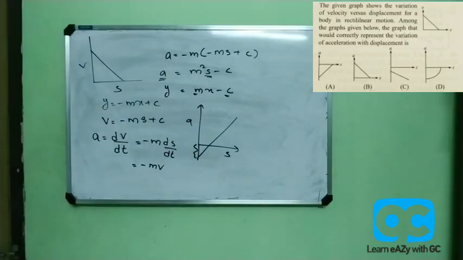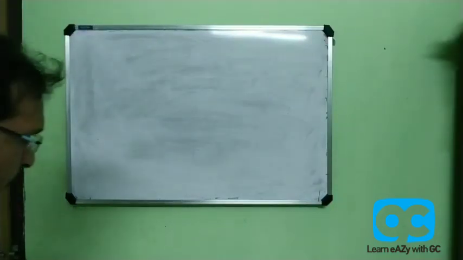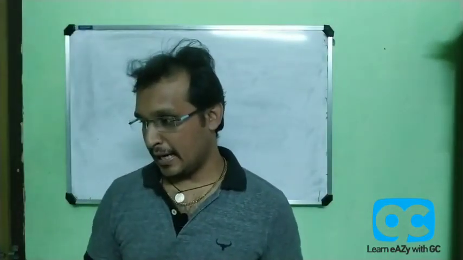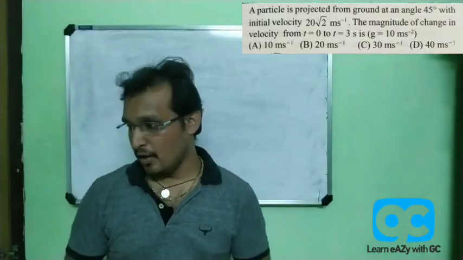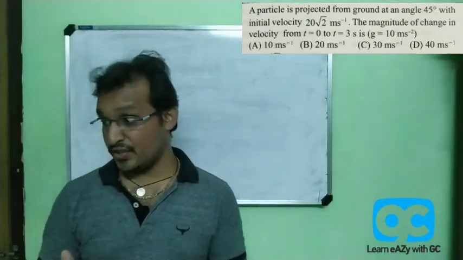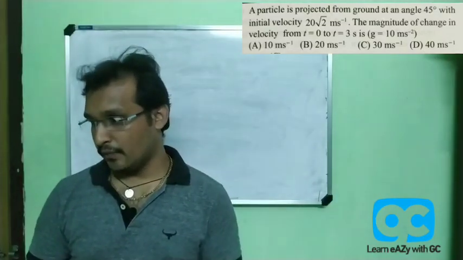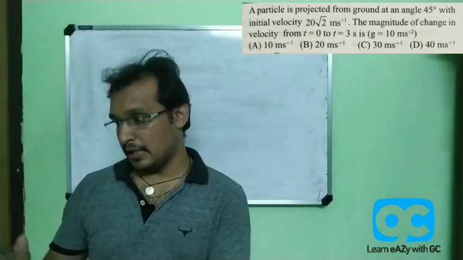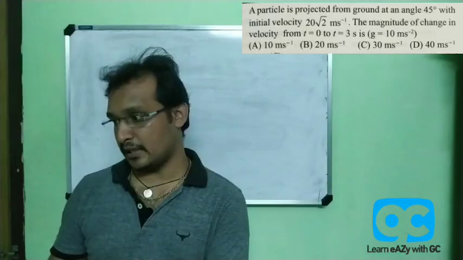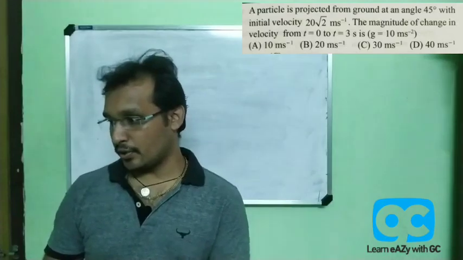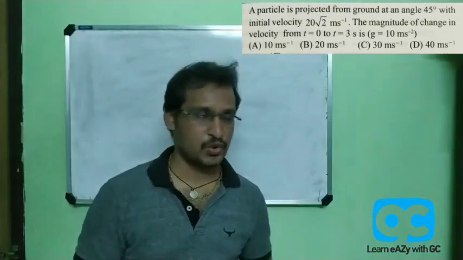Take a screenshot. So friends, this is the next question, and this question is related to motion in 2 dimensions. A particle is projected from the ground at an angle 45 degrees with initial velocity u equal to 20 root 2. We have to find the magnitude of change in velocity, v minus u, from the starting time to the final time of 3 seconds, not total time. We don't know whether t is the time of flight. From 0 to 3 seconds, what is the change in velocity? That is the question. Nice question.